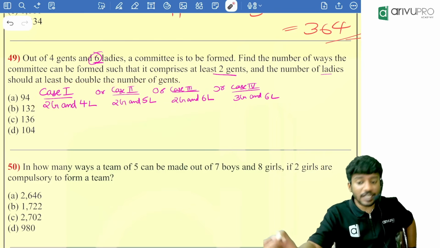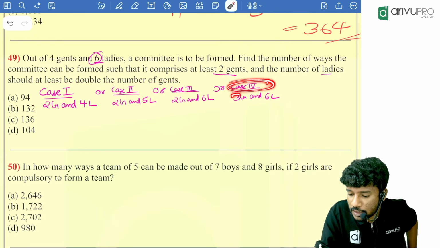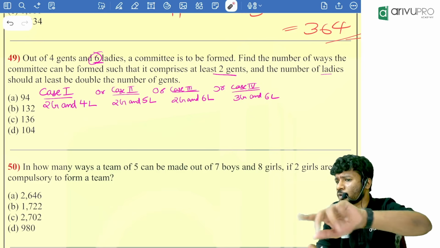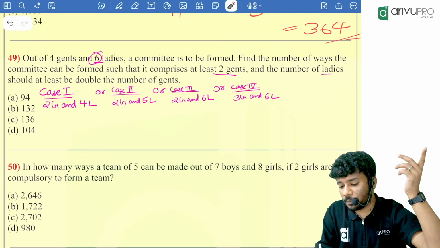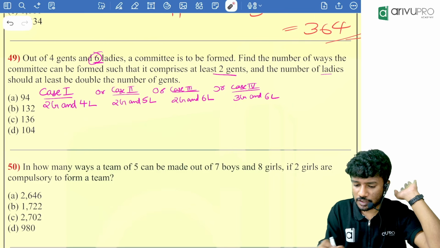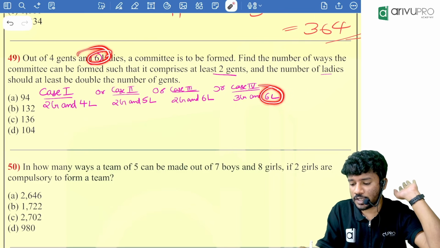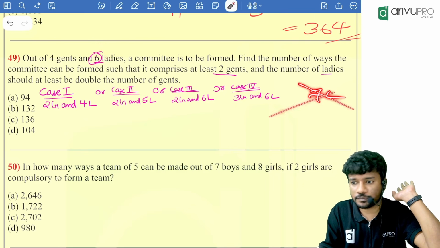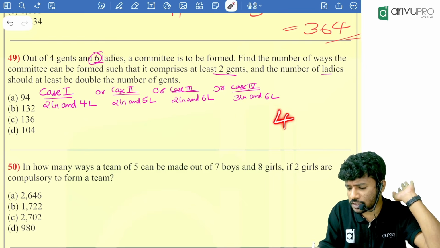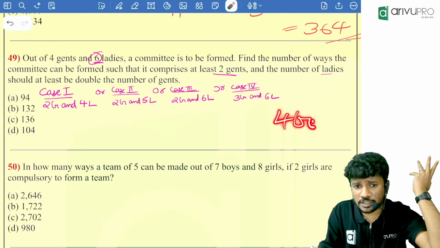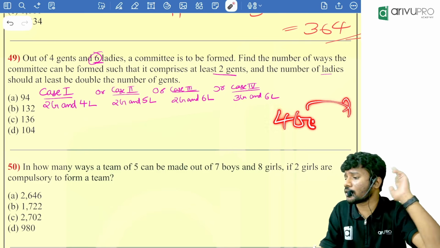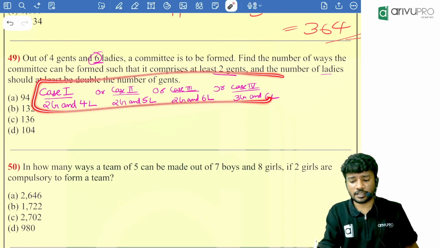Now we will go for three gents. That is case 4. Three gents are there and double of 3 means 2 times 3, which is 6. So 6 ladies are possible. Now is 7 ladies possible? No. Now we will take 4 gents. Is 4 gents possible at all? It's not possible. Why? Because 8 ladies are not there. That's why only these cases are valid.